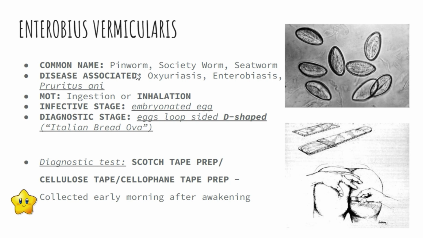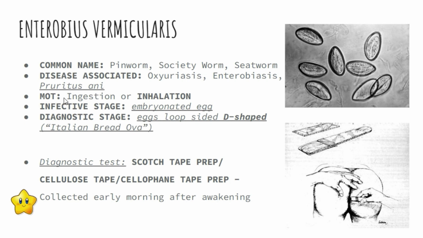Disease associated with Enterobius vermicularis is oxyuriasis, enterobiasis, and pruritus ani. Pruritus ani po is yung sobrang pangangati ng puwet. Okay, so ayan. Pag excessive yung pruritus or yung pangangati ng ating puwet, ayun po, possible na po na magpatingin for Enterobius. It's one of the most common po na manifestation ng ating Enterobius, yung makating-makating bottom or puwet po. Pruritus ani po yon.